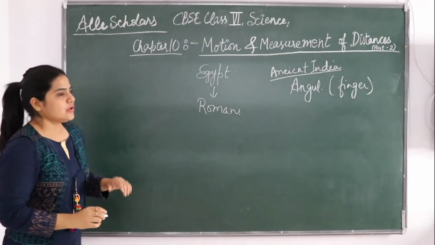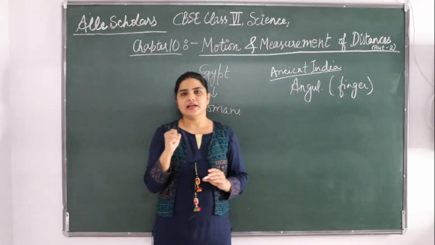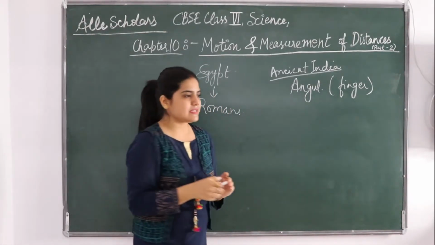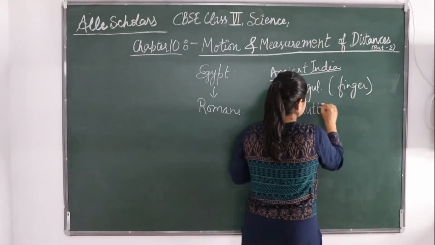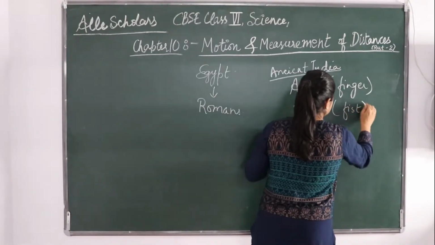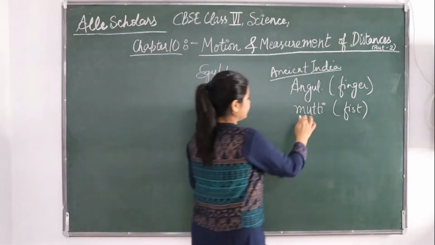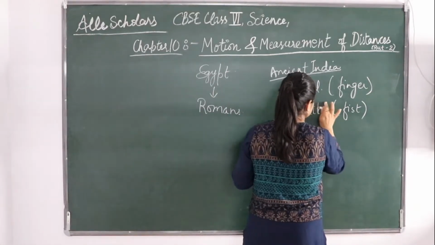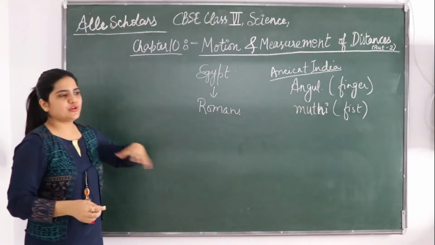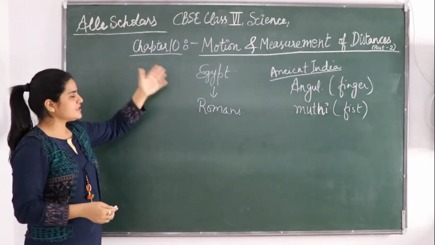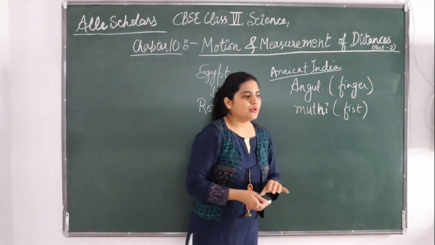Sometimes they used their fist, and that was called mutti. Fist से भी measurement करते थे ये लोग. So that was fist, mutti measurement. So different types of measurements were there. We have seen Egypt also followed, Romans, ancient India also, this angur and mutti was there.